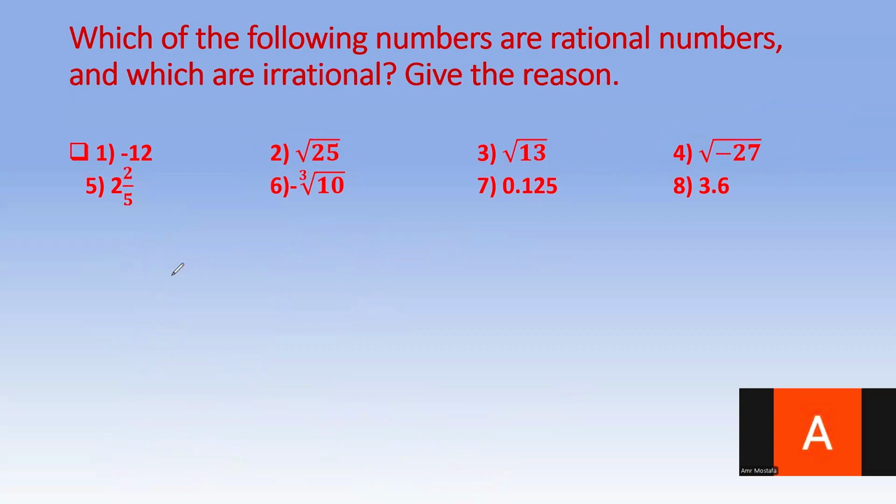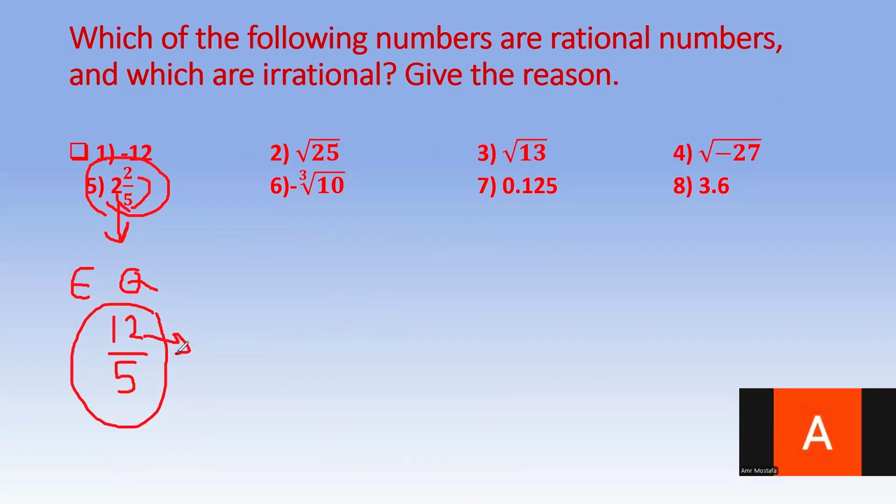Let's complete. 2 and 2 over 5 belongs to rational numbers because it's a mixed number. We can make it an improper fraction by times down plus up. The denominator stays as it is, 5. 2 times 5 is 10, 10 plus 2 is 12. This is a fraction. The numerator belongs to Z, the denominator belongs to Z, and the denominator doesn't equal 0, so it belongs to rational numbers.